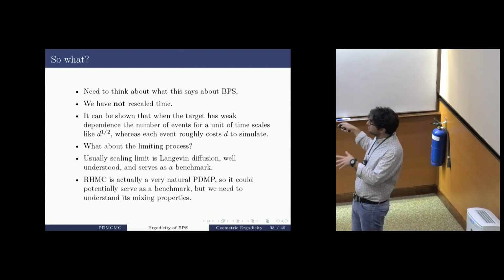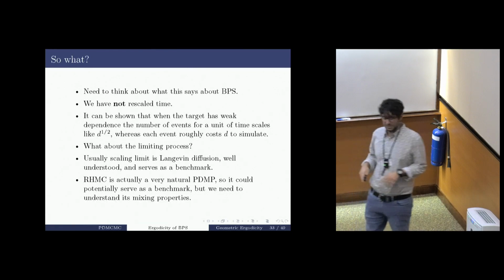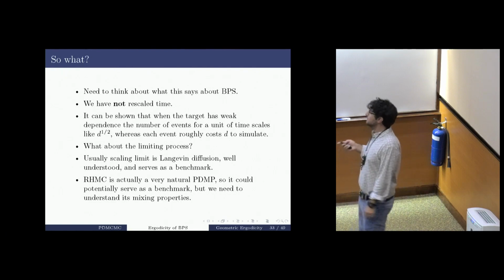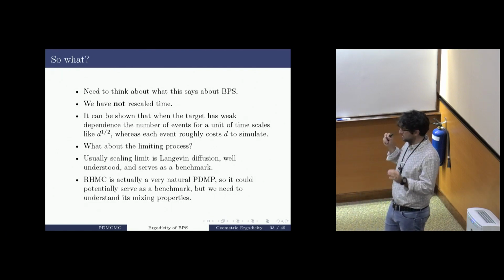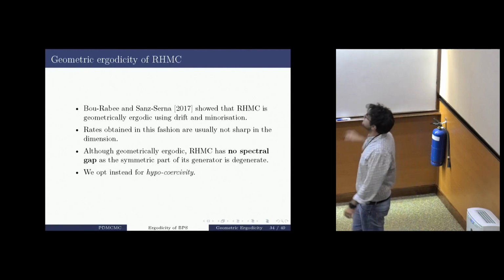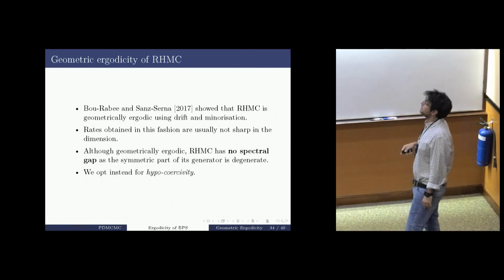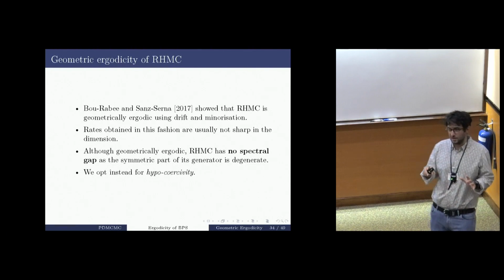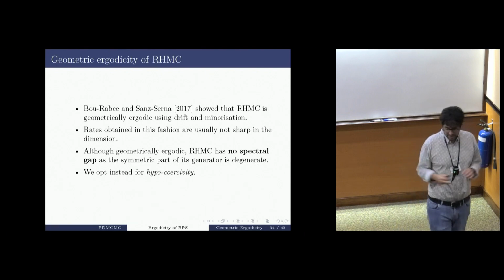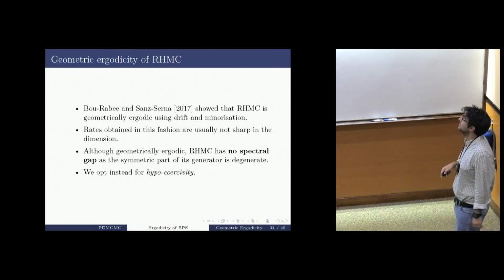Okay, so the rest of the talk will be about the convergence of RHMC. We're going to get dimension-free convergence rates under assumptions of the form: strong log-concavity and Lipschitz gradients. First of all, in the Bou-Rabee and Sanz-Serna paper, which I think was one of the first papers to study RHMC, they prove it's geometrically ergodic using drift and minorization. Again, like I mentioned before, this usually doesn't give you rates that stay well behaved and controlled with the dimension.